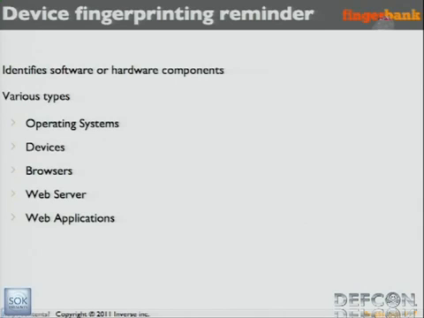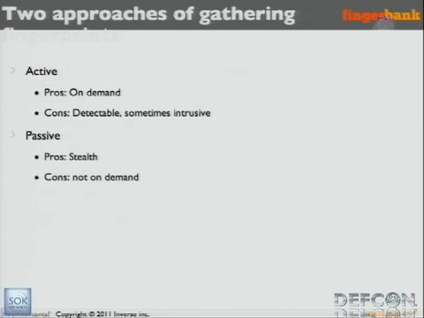So device fingerprinting identifies pieces of your software or hardware. You're probably familiar with p0f and stuff like that. There are various types of it: operating systems, devices, browsers, web servers, web applications. It's another type of signature, more or less. As easy as that.